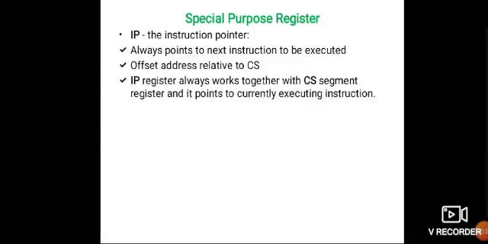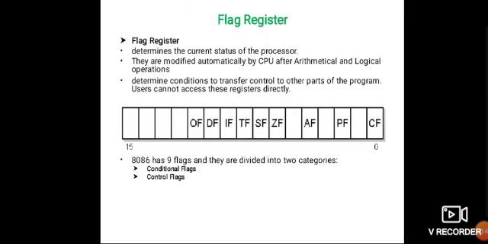You have a special purpose register, which is the instruction pointer. This will always point to the next instruction to be executed. In the 8085 processor, this is normally called the program counter, which addresses the next instruction. The offset is always related to the code segment, and it works together with the CS segment register, pointing to the currently executing instruction.